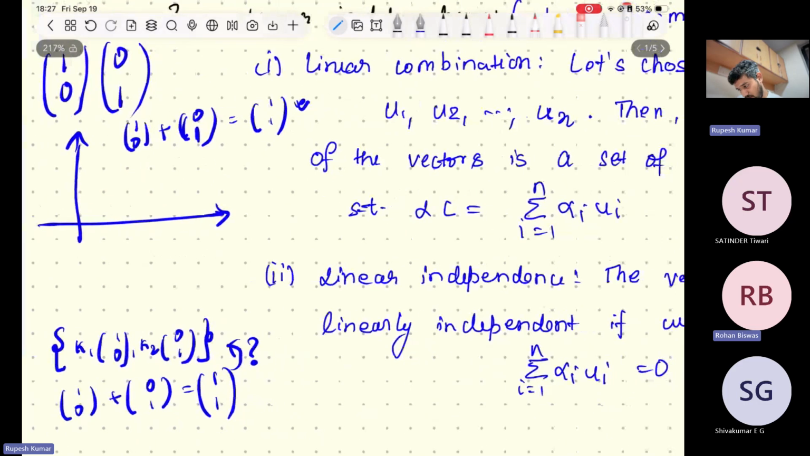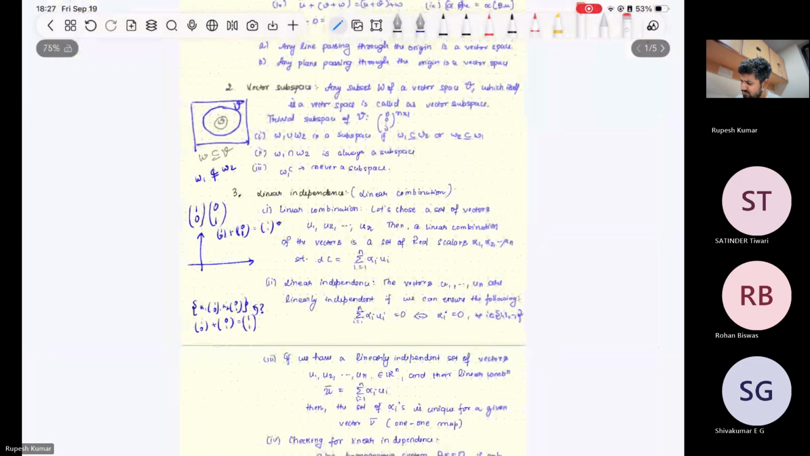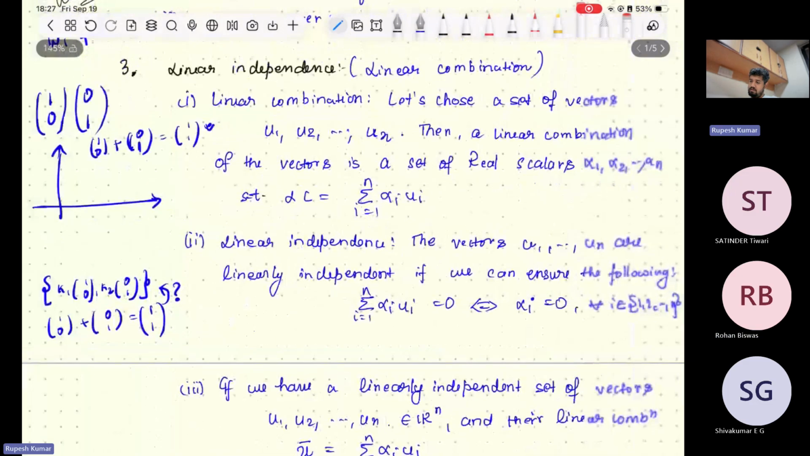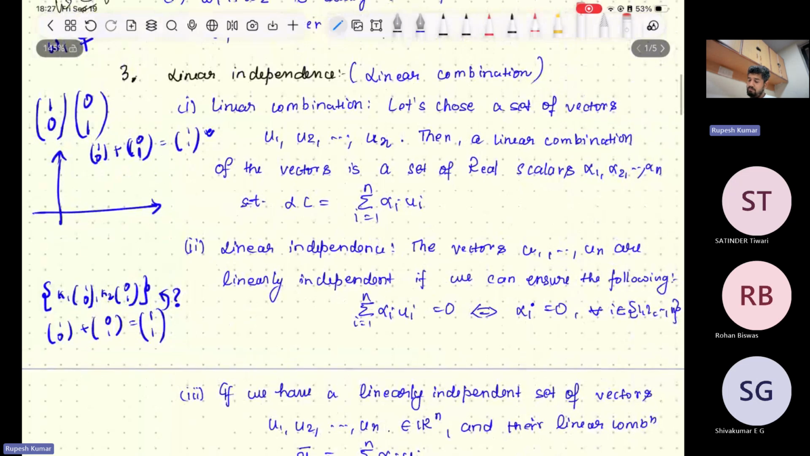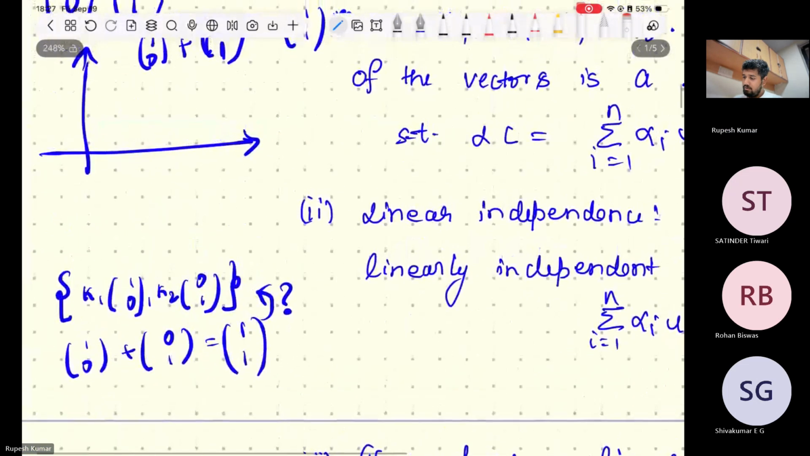But I was saying, why will it always happen? Like this is a particular example. It will always happen. Why? The question is why. Then the answer is okay.